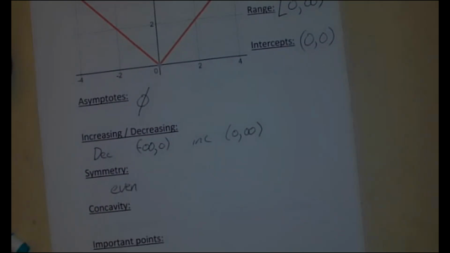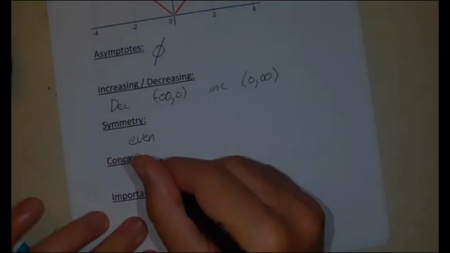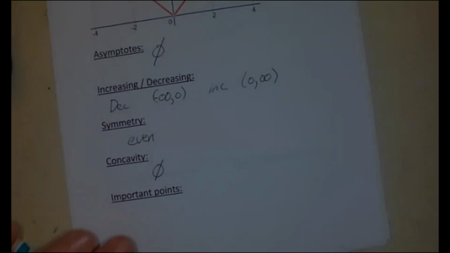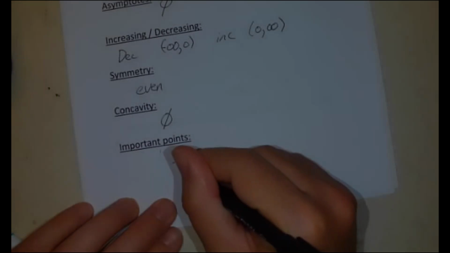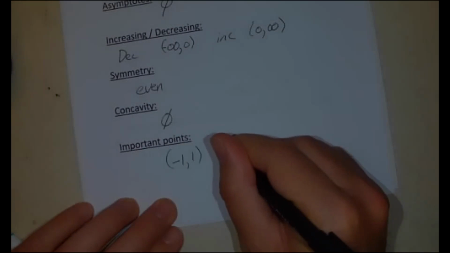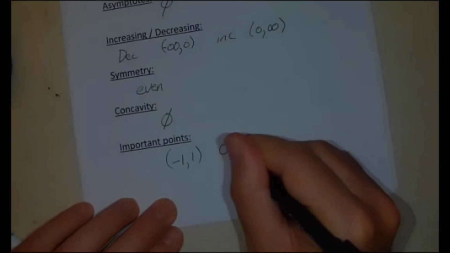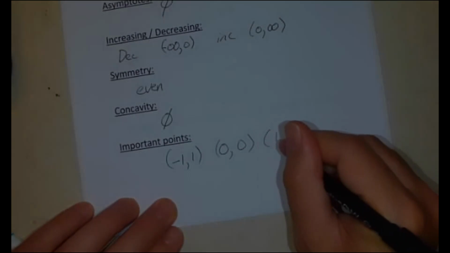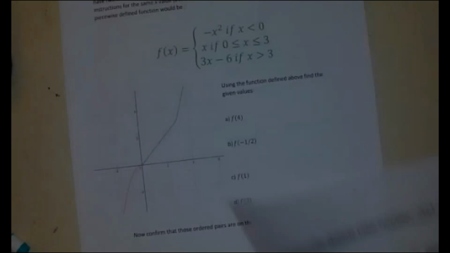If I plug in 7, I get 7. If I plug in negative 7, I get that same positive 7. There is no curve to this, so it does not have concavity. This is where my analogy that whether or not it would hold water really falls apart, but that is okay. Let's go with the normal negative 1, 1, 0, 0, and 1, 1 points.